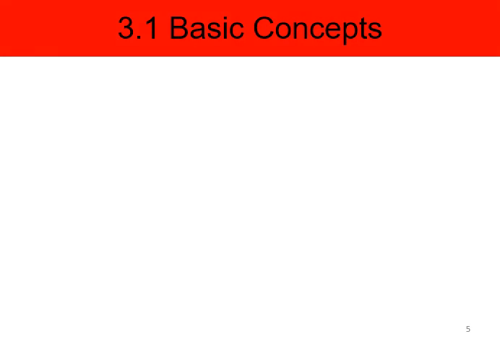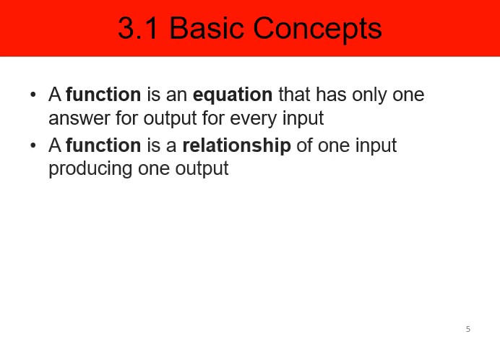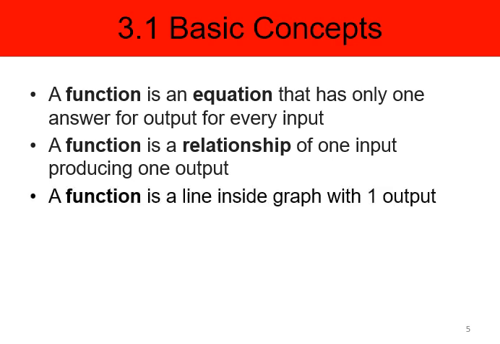We come to the first part of chapter 3, 3.1, basic concepts of function. What is a function? The definition of a function: it is an equation that has only one answer for output for every input. Sometimes people say that function is a relationship of one input producing one output. If we put it into the graph perspective, a function is a line inside a graph with only one output.